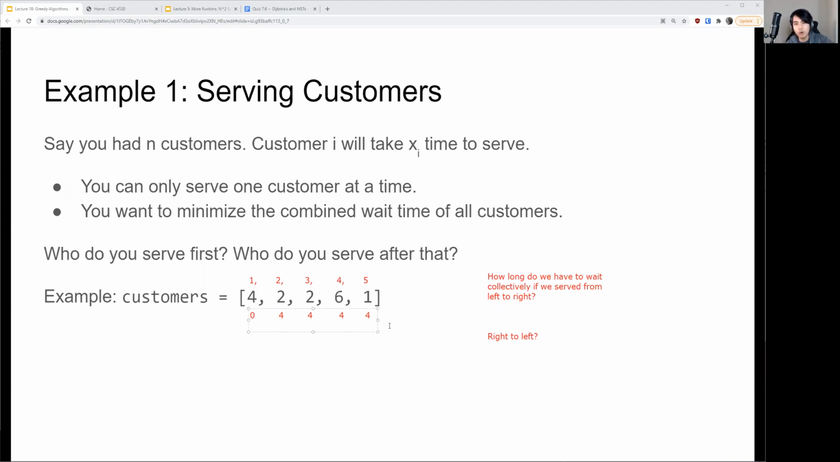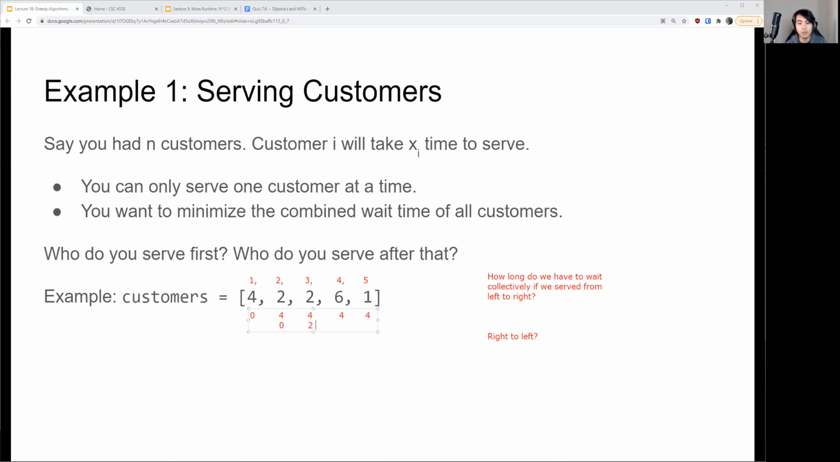Everyone type 4 in chat if you understand where all of these 4s came from. They all had to wait 4 minutes each in order to get served. Now the first customer is done, we served that person. Now we serve customer 2, so they waited 4 minutes initially waiting for customer 1, but then didn't have to wait any longer because they were the next person up.